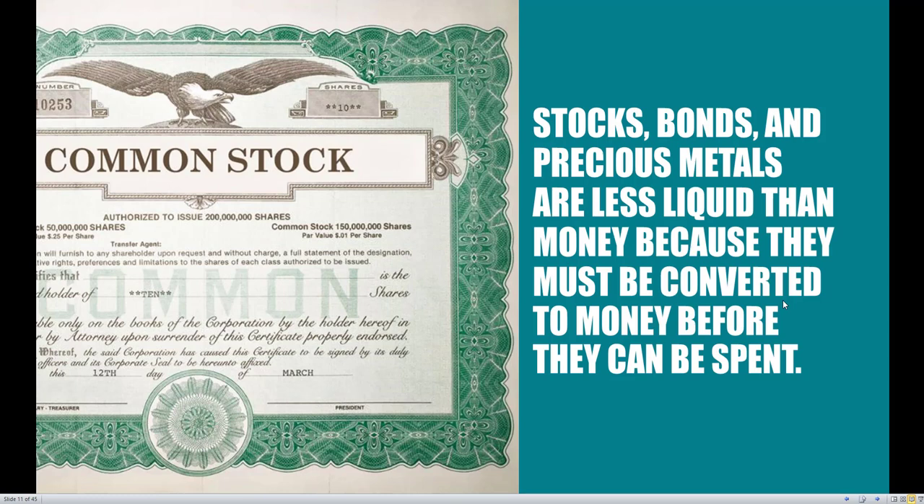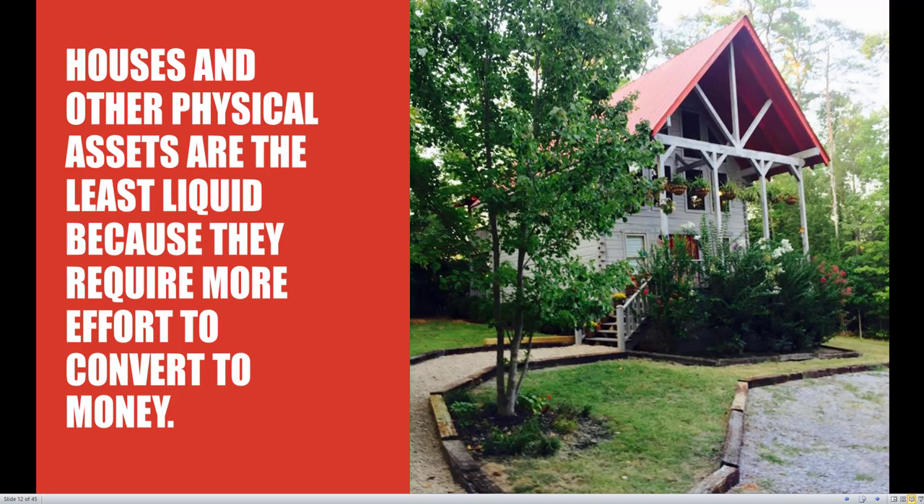And the least liquid types of assets are going to be more tangible assets. So houses, physical assets, yachts. These are the least liquid because they require the most effort, the most time to convert into money. So it's going to take you a few weeks, a few months to actually convert your house into some type of money for you to use in some type of transaction.